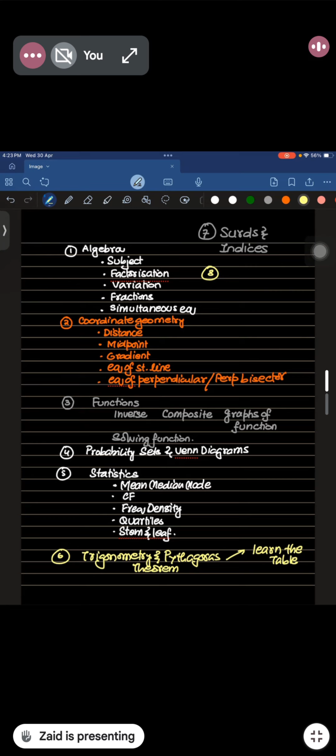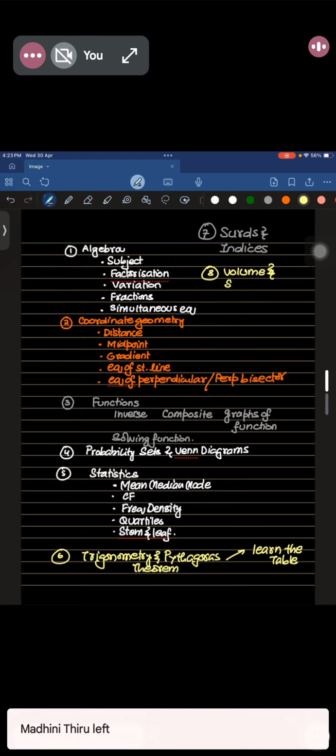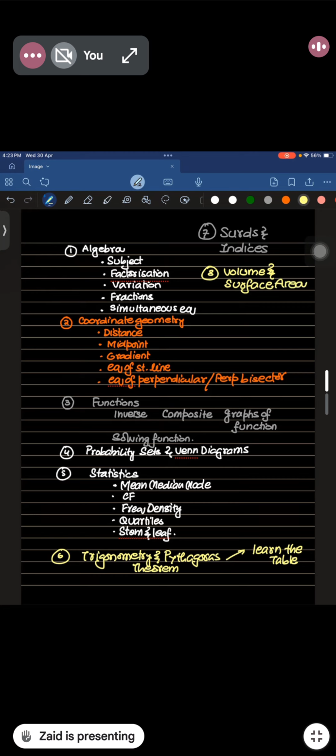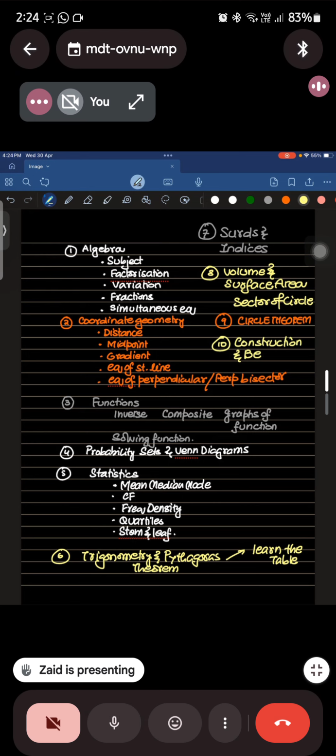Then you can have volume and surface area, simple questions where you can just figure out the formula and give your answer in terms of pi. Volume and surface area. Other than this, we can have sector. A very important topic is circle theorem, which does not require any calculator. Next, you can have construction and bearing. Construct a triangle and find out the bearing.